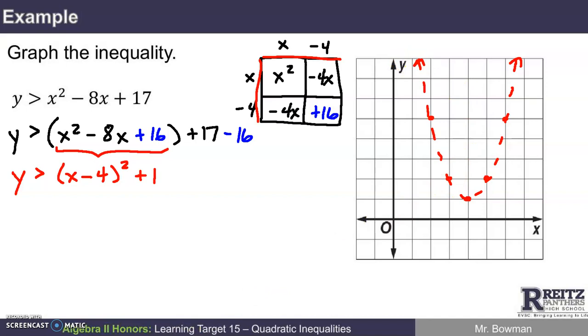And now I'm going to think about which side I need to shade. So I want to think about where the y's are greater than the boundary line. The y's are above it. I want this part right in here. All of the things that are above the boundary line should solve that inequality. So anything in this part of the graph will solve our inequality.